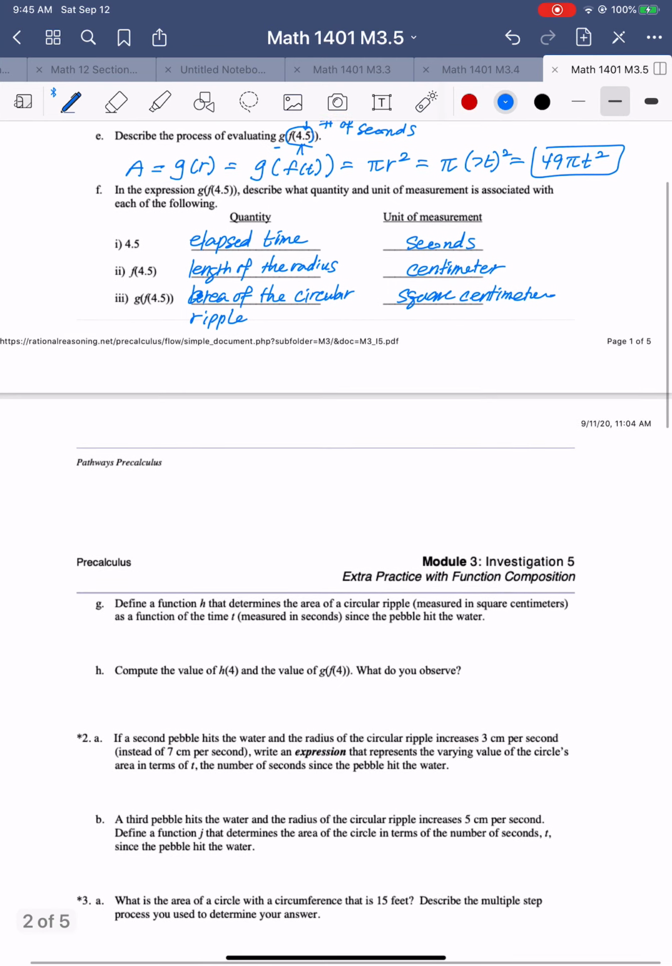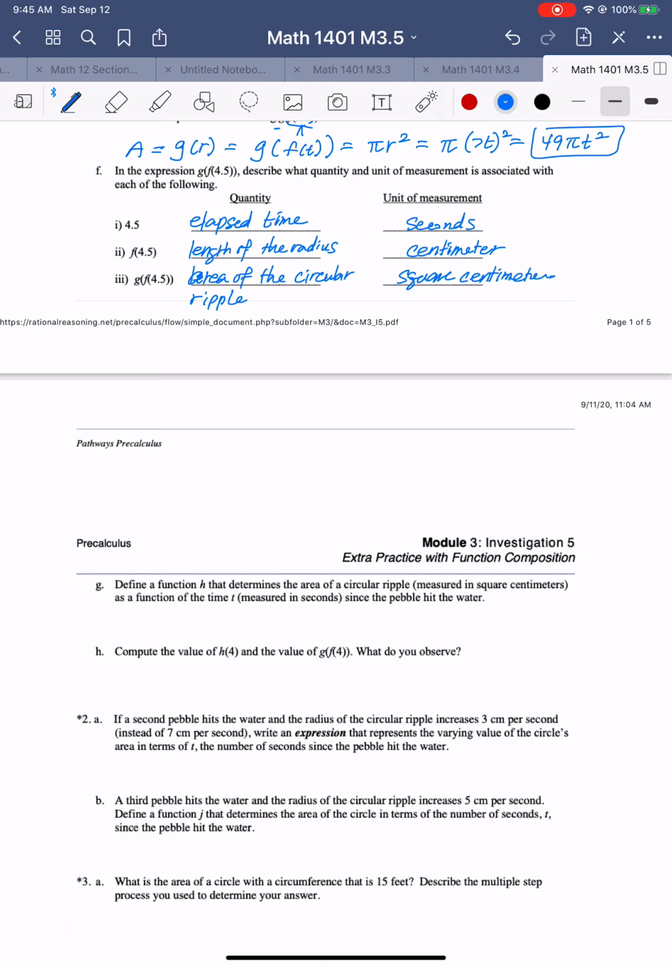Now in G, define the h function that determines the area of the circular ripple, measured in square centimeters, as a function of time t. Okay, I think I already showed it to you. So h of t is the area. h of t is g of f of t. The area function is pi r squared, but r is the same as 7t. So you put pi times (7t) squared. Simplify: 7 squared is 49, so pi times 49 t squared, which equals 49 pi t squared.